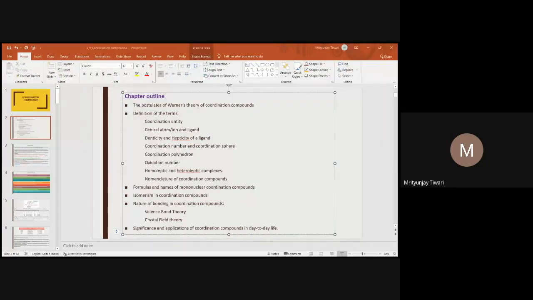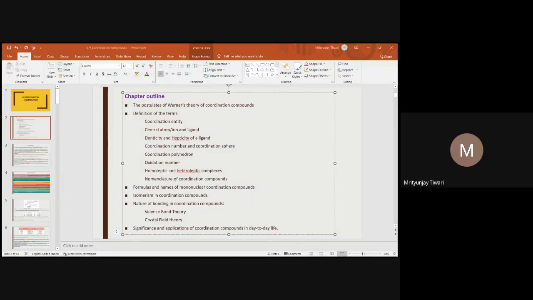If it is cationic, the counter ion will be an anion, and if it is anionic, the counter ion will be a cation. In this case, we have seen this is the anionic coordination ion or complex ion, so the counter ion is potassium. This is a cation. And this is the central metal, the ionic form. It has a certain charge on it, so it is the central metal or central ion.